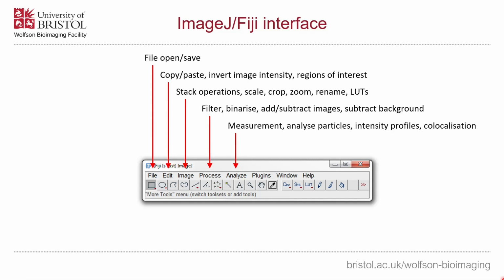In the Analyze menu, unsurprisingly, you've got things dealing with measurement. You've also got the very handy Analyze Particles function, which allows you to take a binarized image and identify individual regions from that and measure size, shape, also intensity of that object in other images. You can also do things like intensity profile measurements, and in Fiji there's co-localization plugins that you'll find in the Analyze menu.